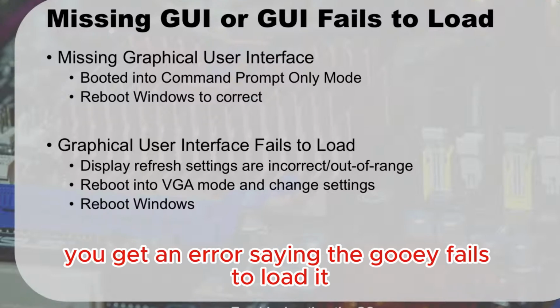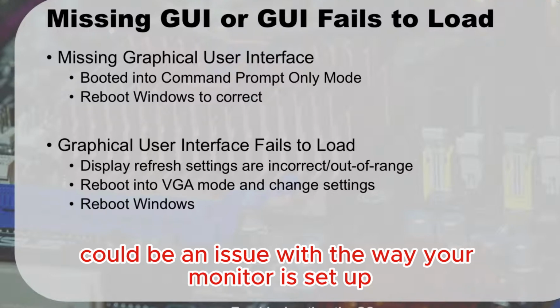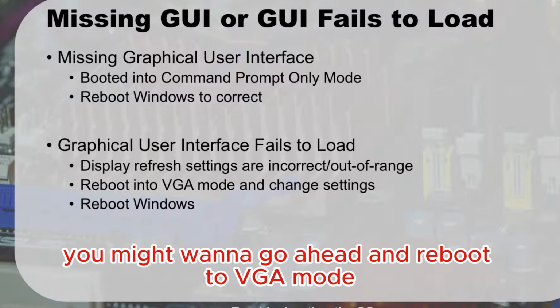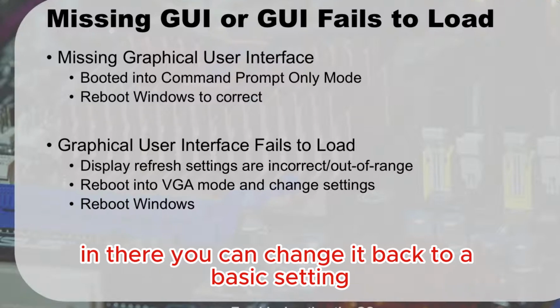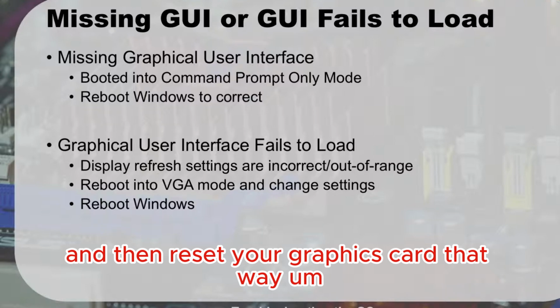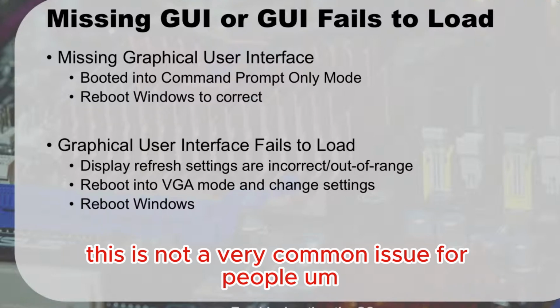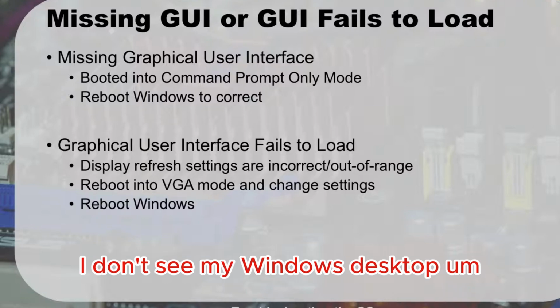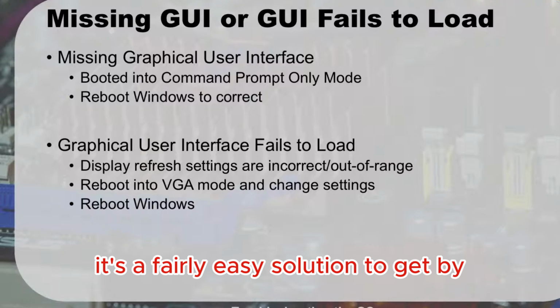If instead you get an error saying the GUI fails to load, it could be an issue with the way your driver is set up. Your refresh settings could be wrong. You might want to go ahead and reboot to VGA mode. In there, you can change it back to a basic setting, reboot Windows, get into the environment, and then reset your graphics card that way. This is not a very common issue for people, but if it does happen, it kind of freaks people out. Like, oh no, I don't see my Windows desktop. It's a fairly easy solution.